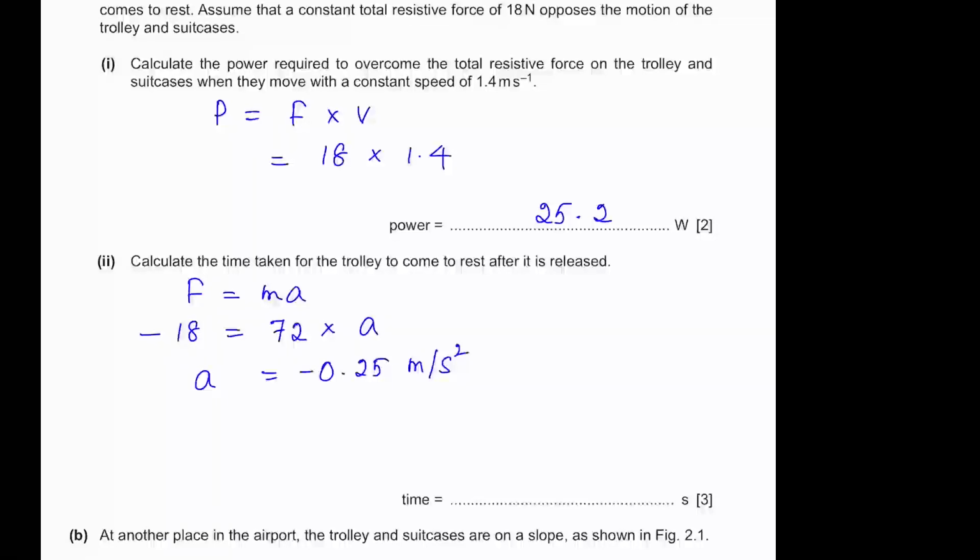To calculate the time taken for the trolley to come to rest, I will use v equals u plus at. When it comes to rest, v equals 0. The initial velocity u is 1.4, a is minus 0.25, times t. So bring it to the left: 0.25 t equals 1.4. t equals 1.4 divided by 0.25, which is 5.6 seconds.